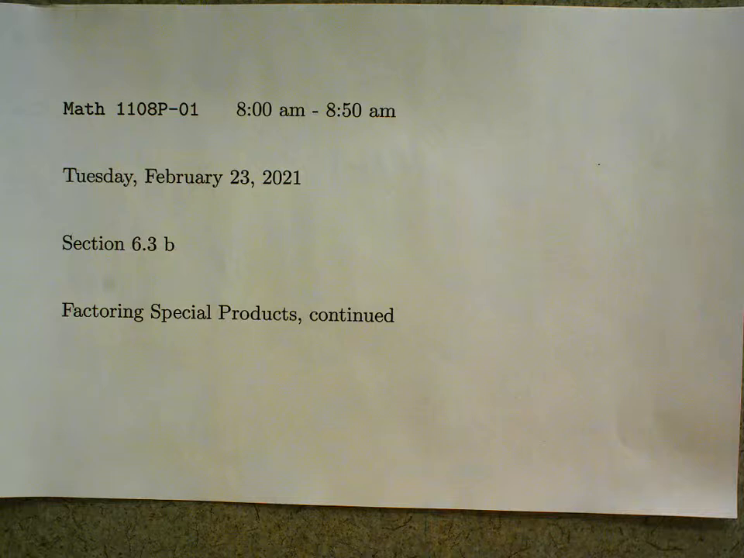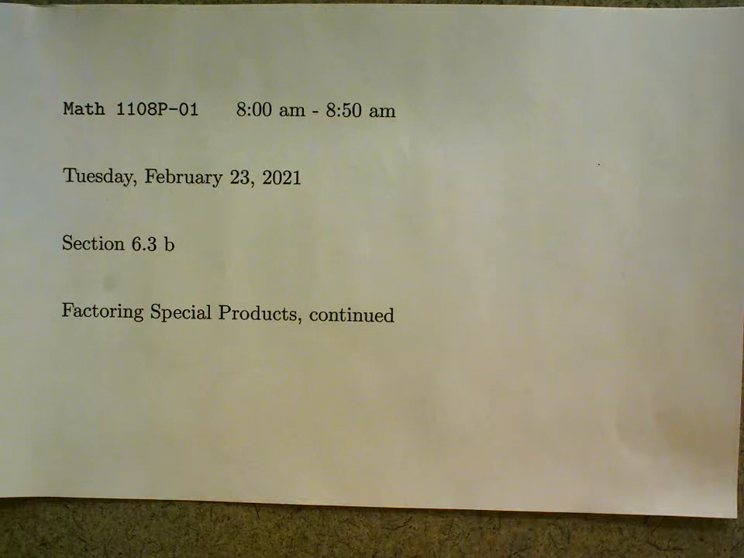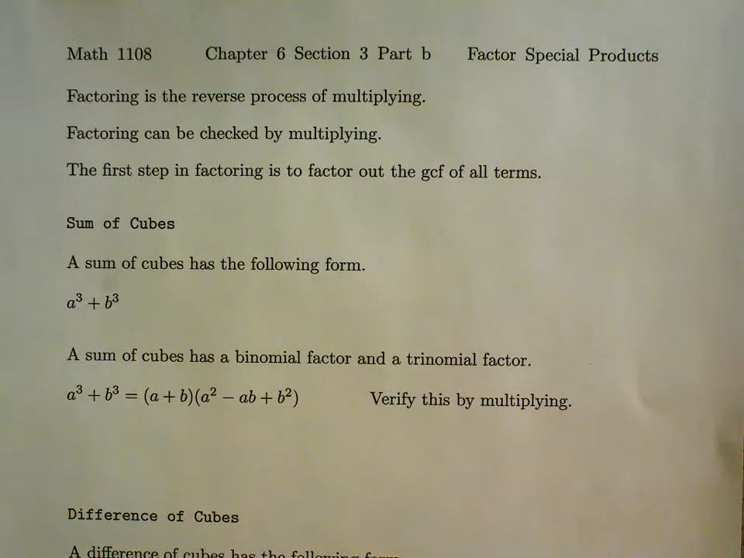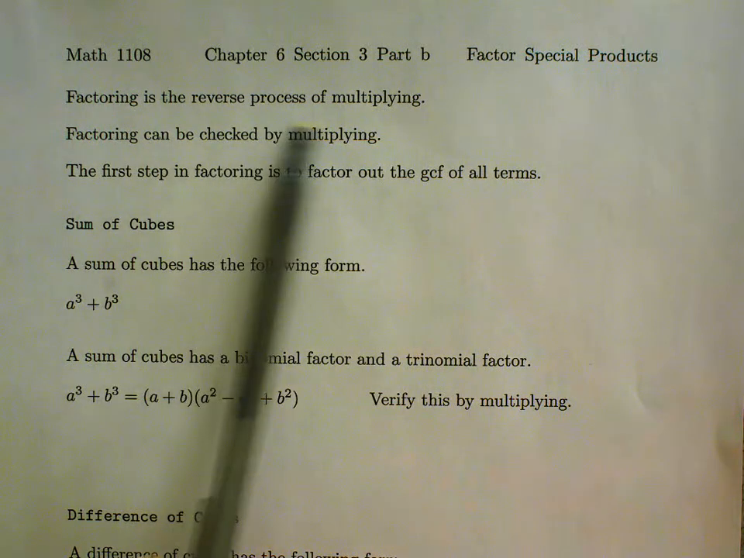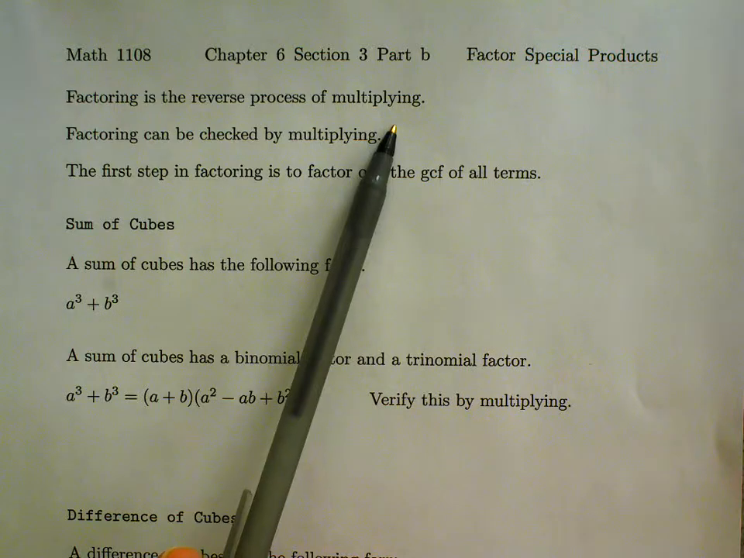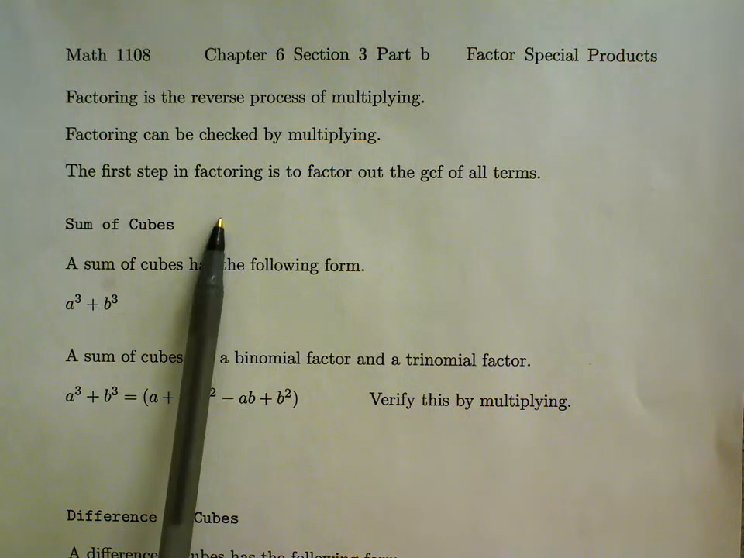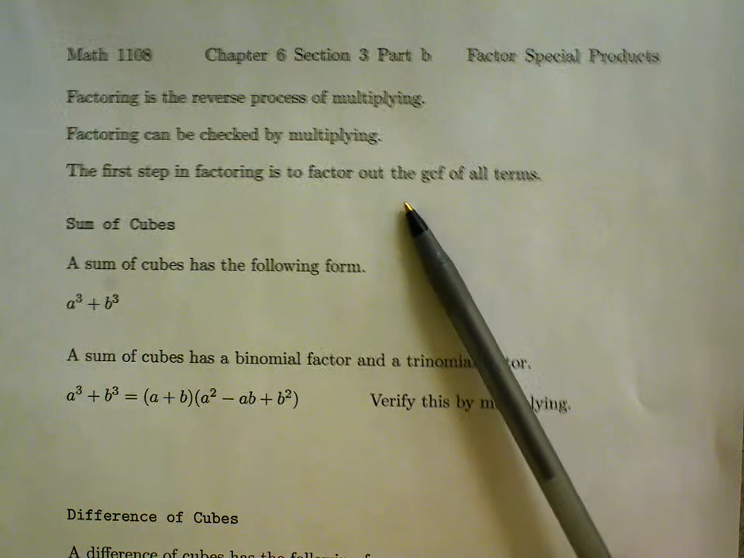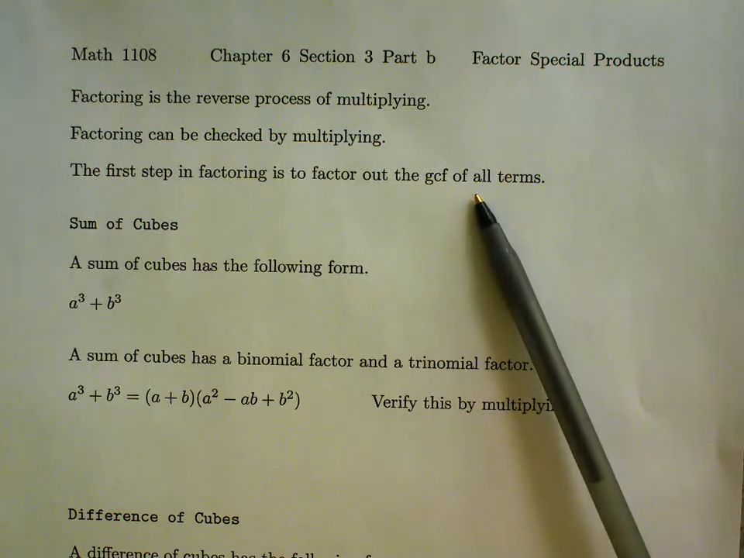Today we'll be in the second part of section 6.3 on factoring special products. So a reminder, factoring is the reverse process of multiplying, and you can check your factoring by multiplying. The first step in factoring is to factor out the greatest common factor of all of the terms.